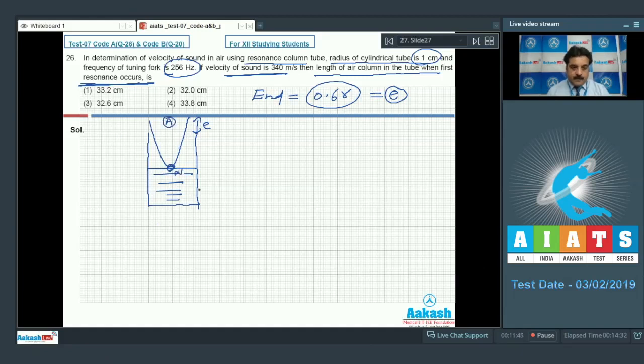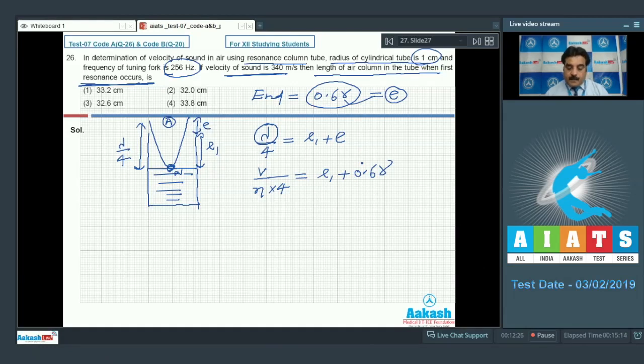So this length, if I represent it by L1 in the case of first resonance, then the separation between antinode and node is lambda by 4, where lambda is the wavelength. By this diagram, we can write lambda by 4 in terms of length, and the length will be L plus end correction e. We can replace wavelength in terms of speed and frequency, so we write V upon N, and with the 4, L1 plus end correction, as I said, 0.6 R.